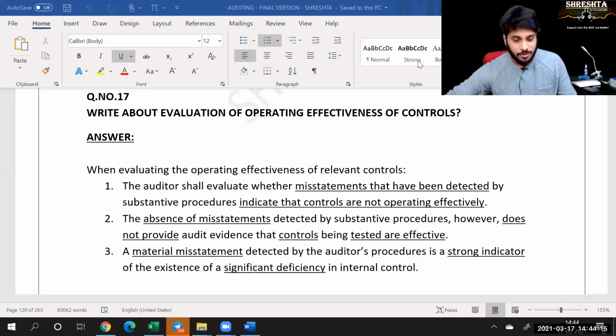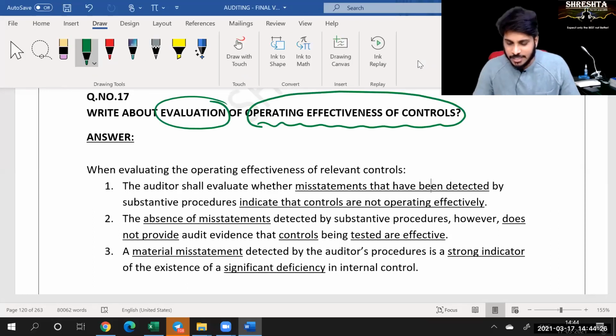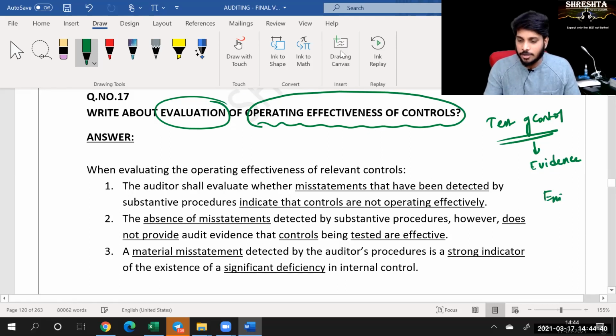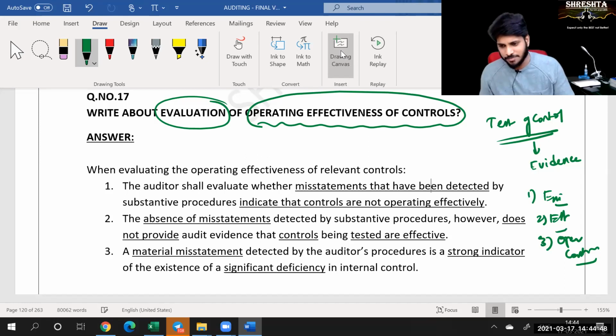So now we are going to discuss how we evaluate the operating effectiveness of controls. First, we need to perform a test of the control. Once you test the control, you get some evidence on whether the control is existing, whether it is effectively working, and whether it is operating continuously throughout the year. You'll get some idea.